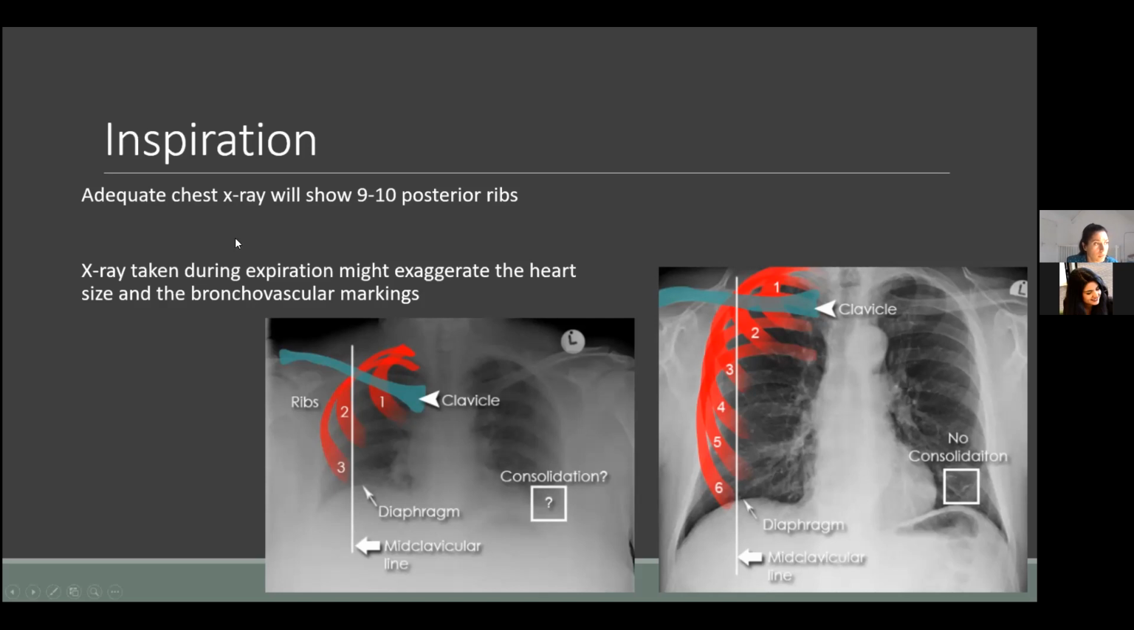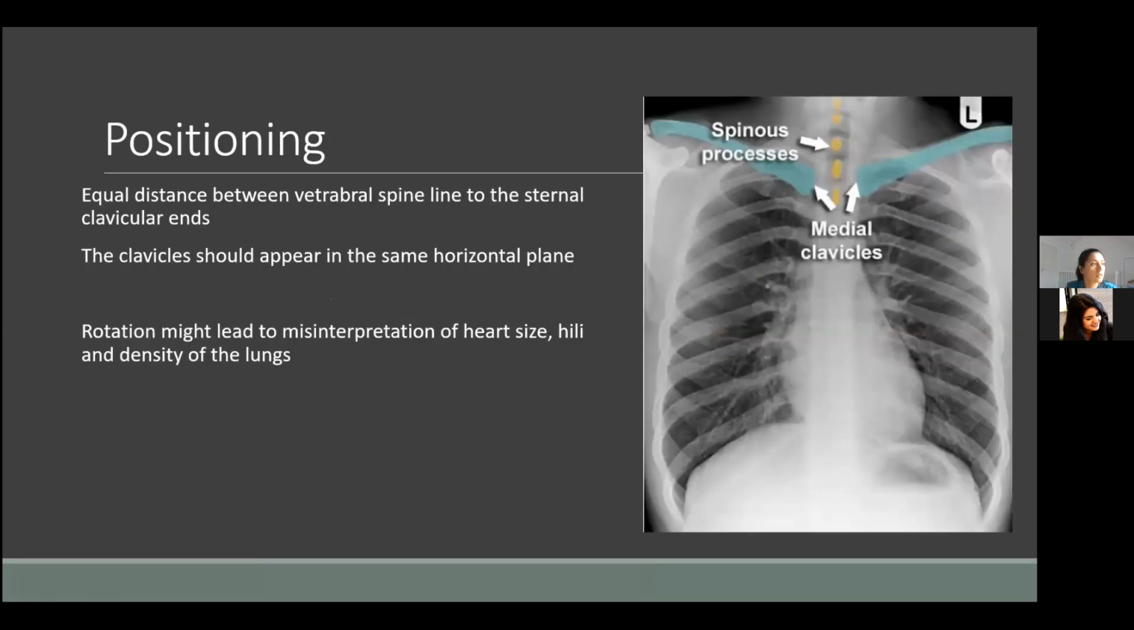And also remember that chest X-rays made in expiration can be misleading. They can exaggerate the size of the heart. It might seem that this heart is too large, but if you look at the inspiration chest X-ray, it looks normal. And the bronchovascular vessels seem a little bit enlarged, but on the normal chest X-ray you see that it all looks normal, so no abnormalities.